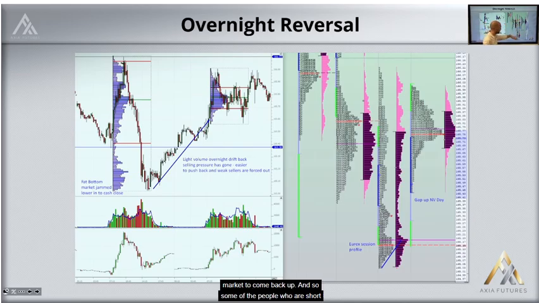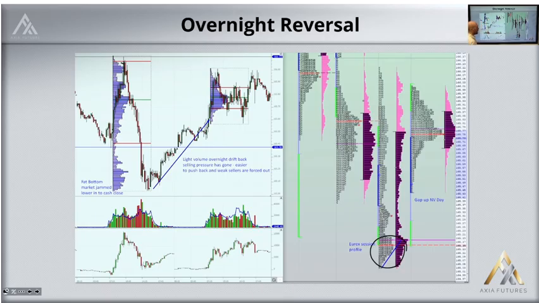And so some of the people who are short in here, who start to give the move up, create the beginning of the float. And then obviously some buyers are going to recognize that and start coming in and are able in the overnight session to push this higher, which creates this gap up within range.